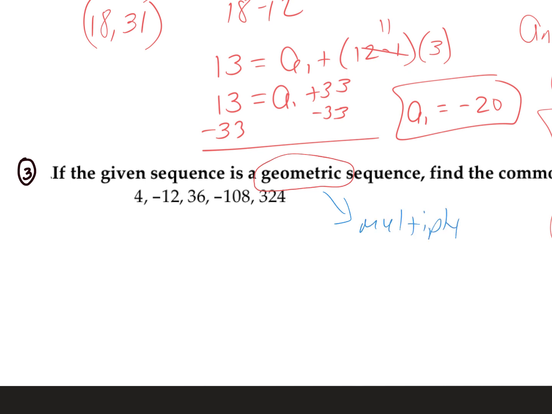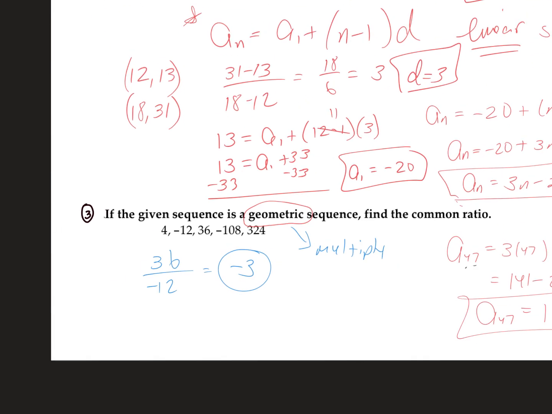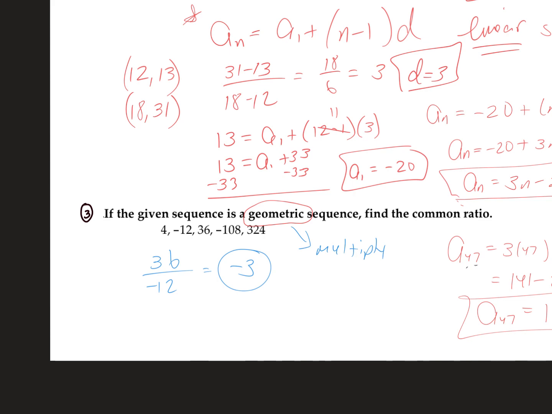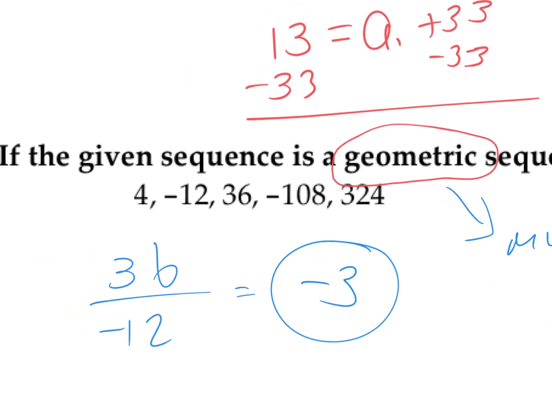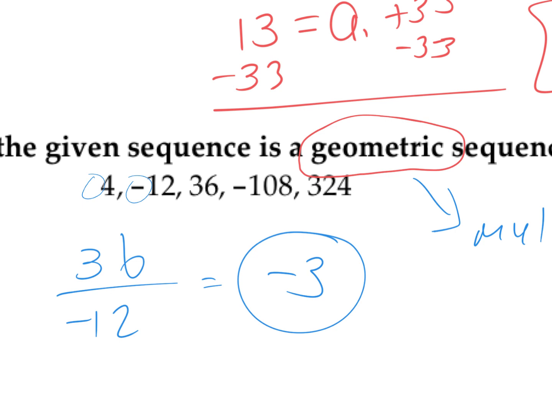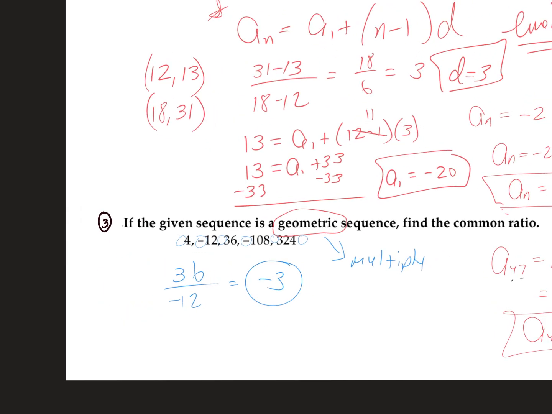How would you figure out? Some of you can just look at it, but some of you are like, oh, I don't know if the sign, whatever. Take any of the terms. I'm going to take 36 and divide it by the one in front. What's 36 divided by negative 12? Negative 3. So your common ratio is negative 3. Guys, notice if the signs alternate, positive, negative, positive, negative, positive, the next one will be negative. It has to be a negative number that you're multiplying by. So just pay attention to that.